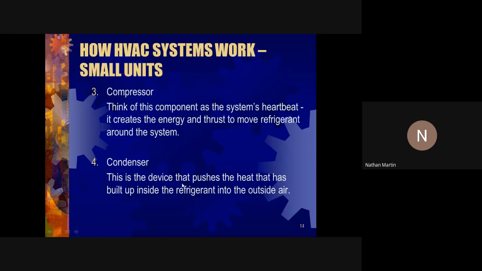Now the compressor. Think of this component here as basically the heart of the system, right? It creates the energy or the pressure in the system to move the refrigerant around the system, through the pipes, through the expansion valve and so forth. Basically, that's what your compressor is.